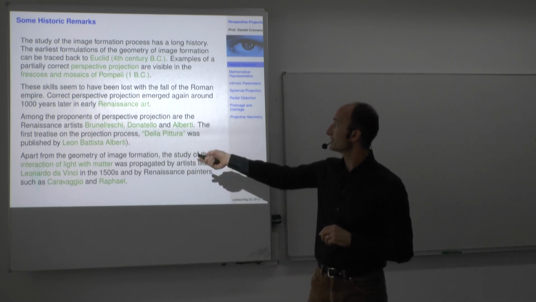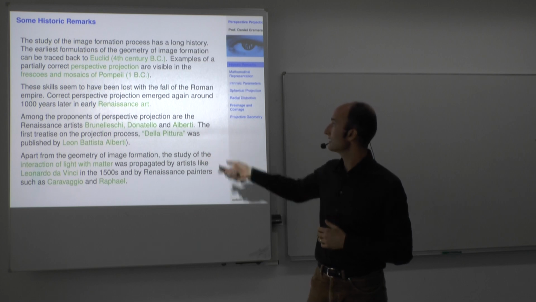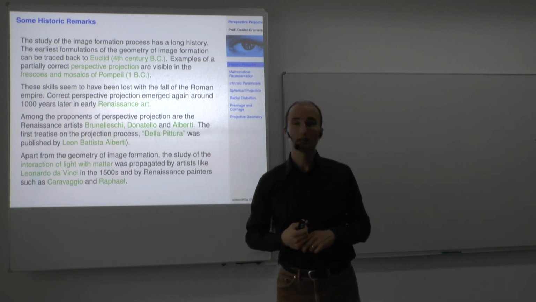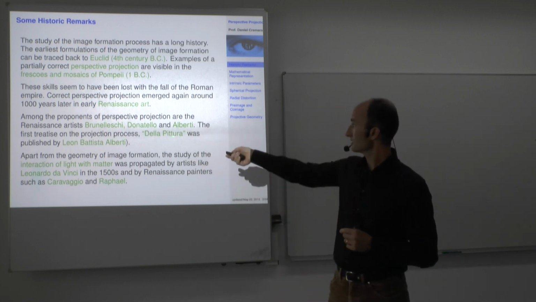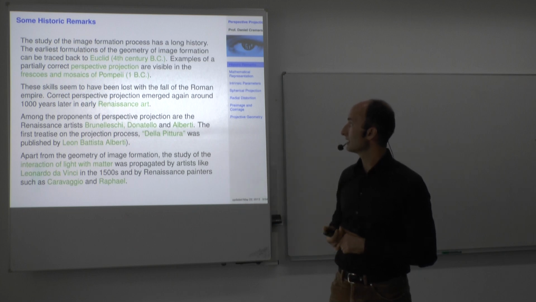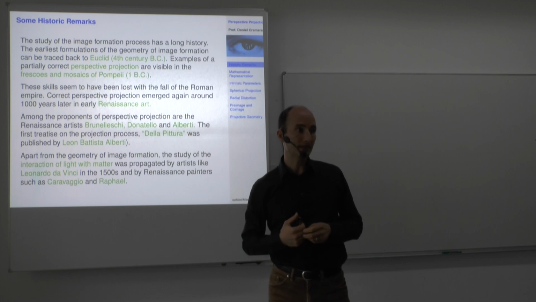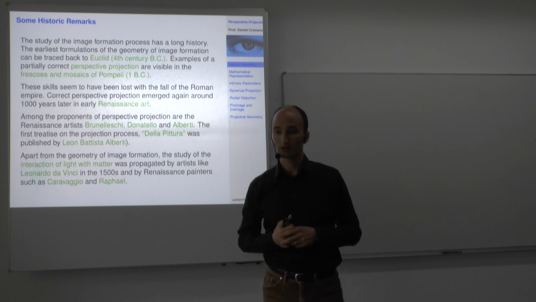There are famous artists like Brunelleschi, Donatello, Alberti, and there are even treatises on how the projection process works, how this is done. There is a treatise called Della Pittura by Alberti, and he demonstrates how this perspective projection works.